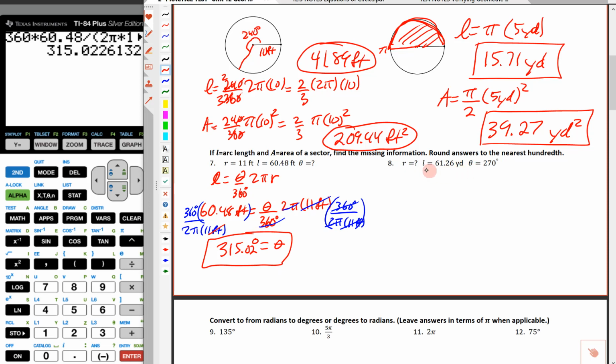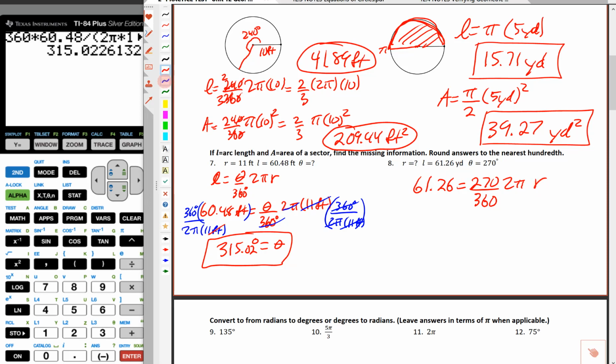So this is another arc length. Okay, so they didn't give us an area here. So I'm just going to type this in this way. The arc length is 61.26, okay, and then theta is 270 over 360, and then the formula for arc length is 2 times pi times r. So the only thing that we're missing here is just the r, and let's see what we get.